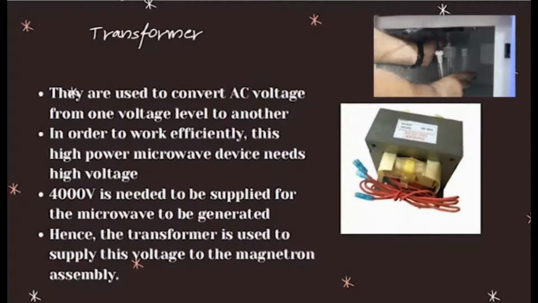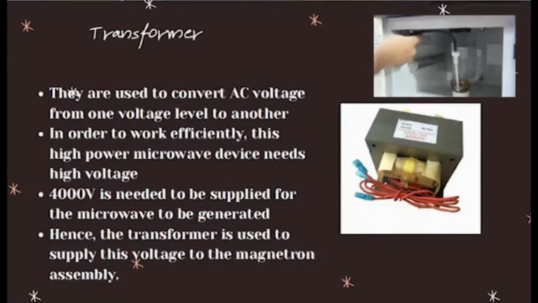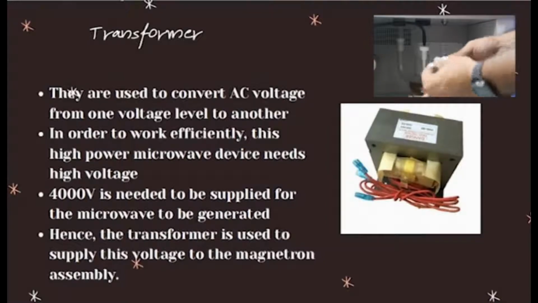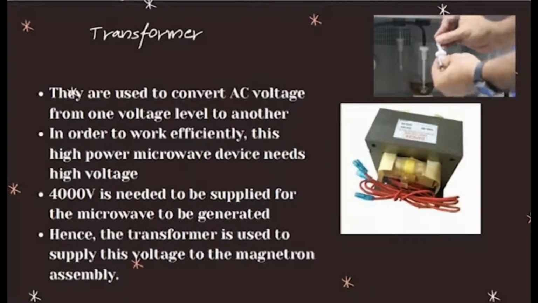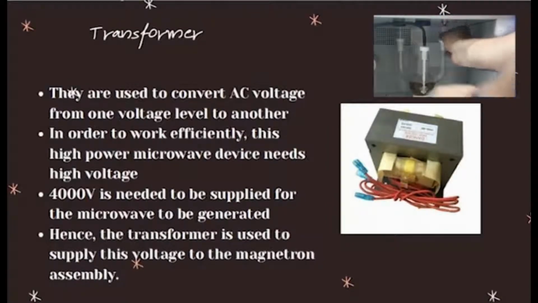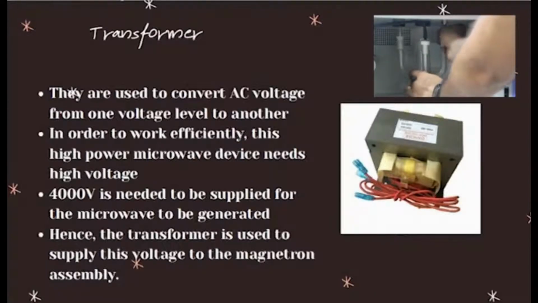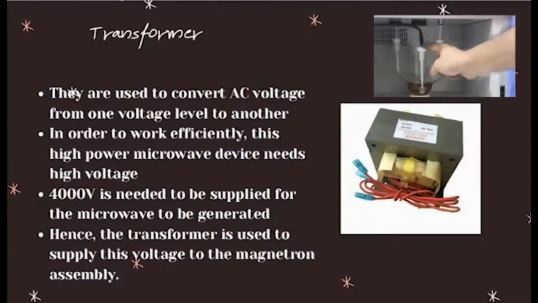In order to work efficiently, this high-power microwave device needs high voltage, and because of this, the step-up transformer works to complete this task. More than 4,000 volts needed to be supplied in order for the microwave to be generated. Hence, the transformer is used to supply this voltage to the magnetron assembly. Then the magnetron will produce the wave when it's operational.